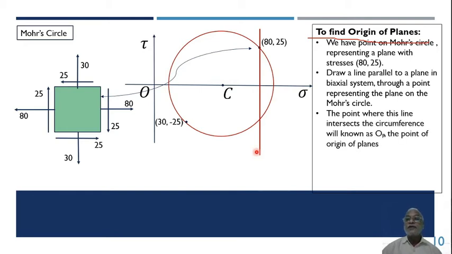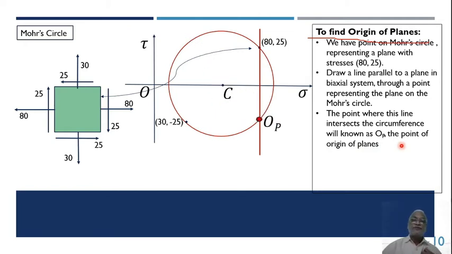Then the point where this line intersects the circumference will be known as OP, the origin of planes. When I draw here, I have got a point. This point is known as the origin of planes. So that is what it is.